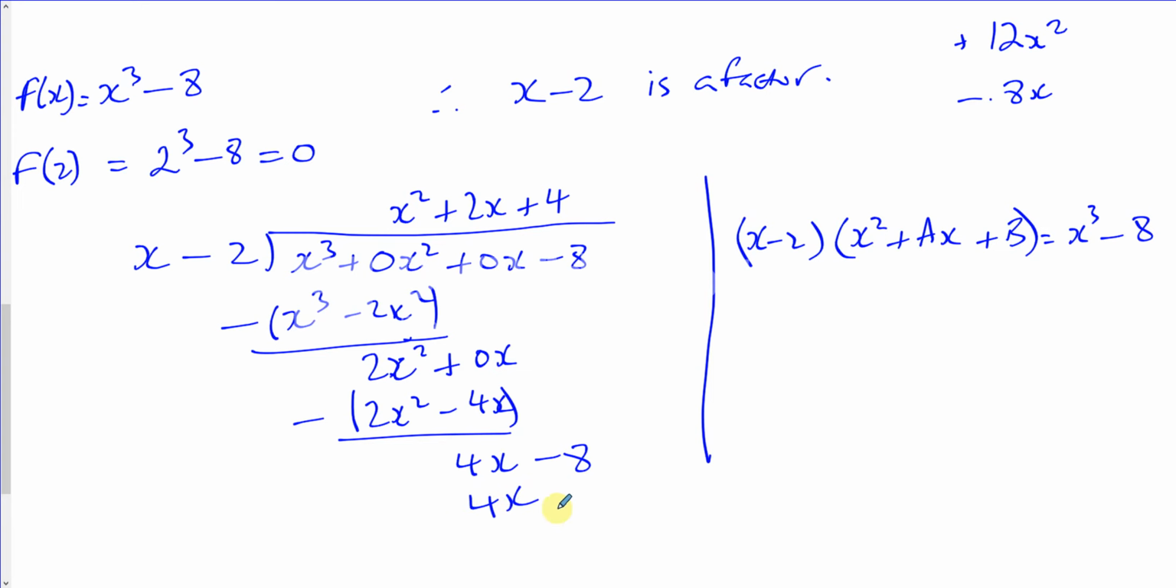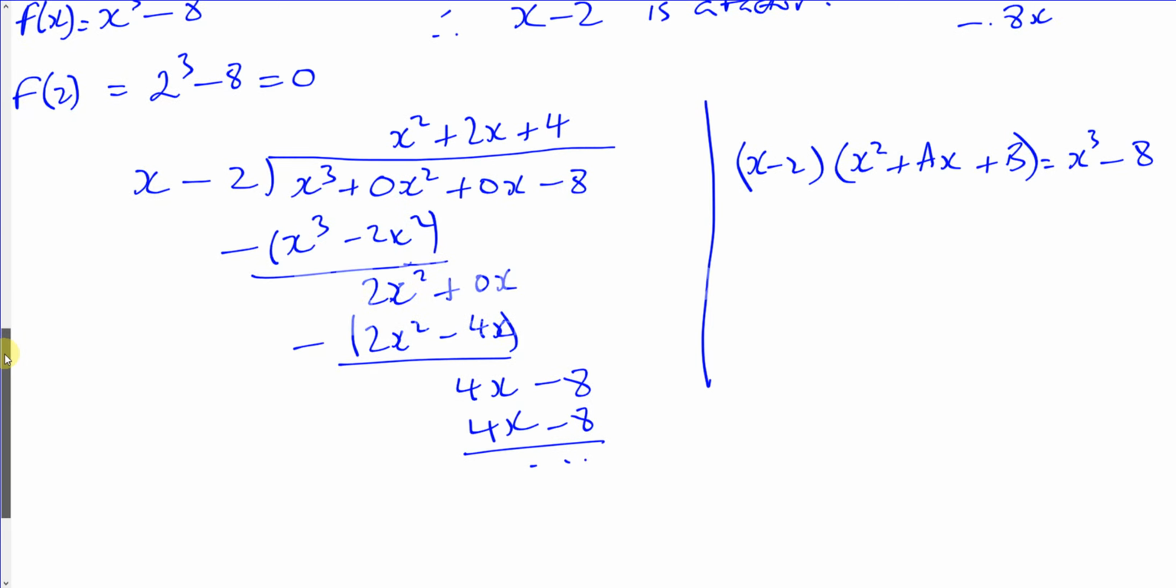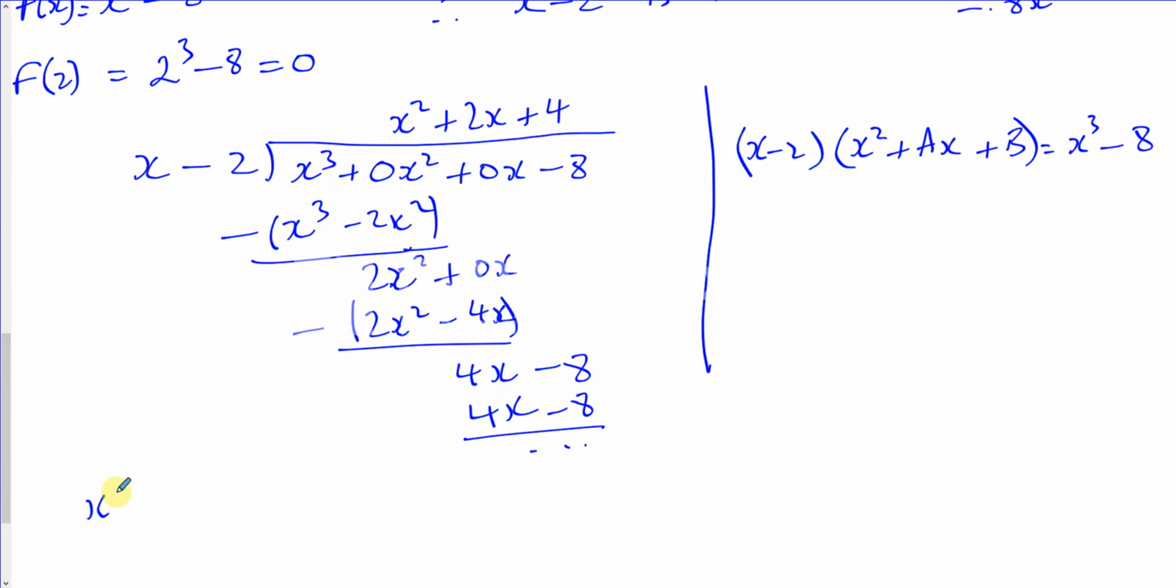Now I have no remainder, so I know that x cubed minus 8 is equal to x minus 2 times x squared plus 2x plus 4. Okay, x squared plus 2x plus 4. Let me just show you how we can do the same thing using the other technique.